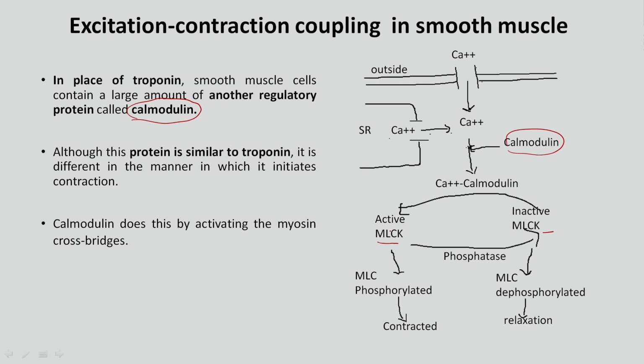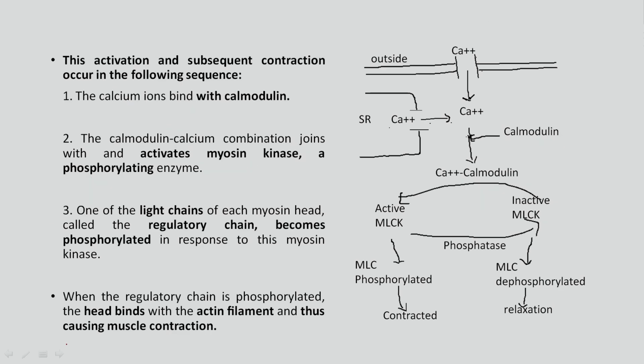If the myosin light chain kinase is activated, that will lead to phosphorylation, and then the muscle contraction will take place. If it is dephosphorylated, that will lead to relaxation of the smooth muscles. That is how contraction and relaxation take place for the smooth muscles. Already I have explained that this calcium will come and bind with the calmodulin. So, this calcium-calmodulin will activate the myosin light chain kinase, MLCK. If phosphorylation takes place, muscle contraction takes place. If dephosphorylation takes place, muscle relaxation takes place.